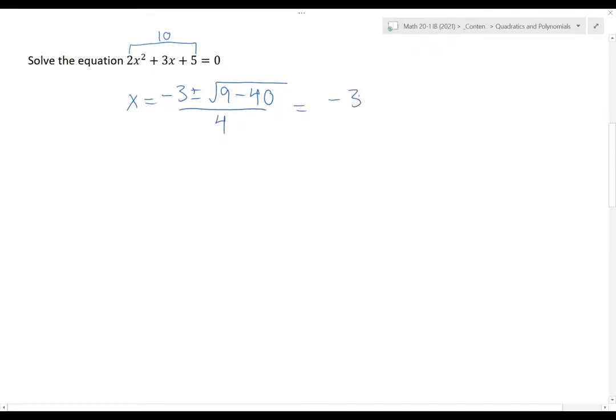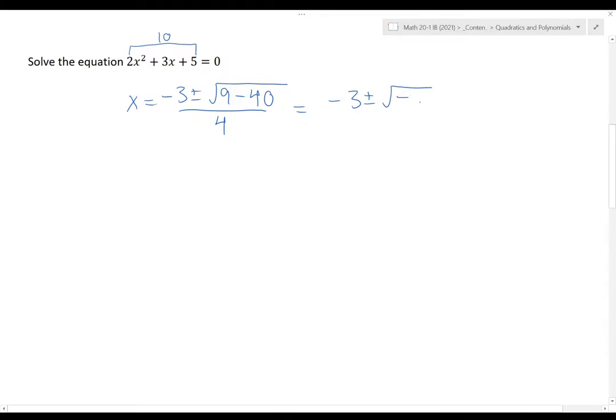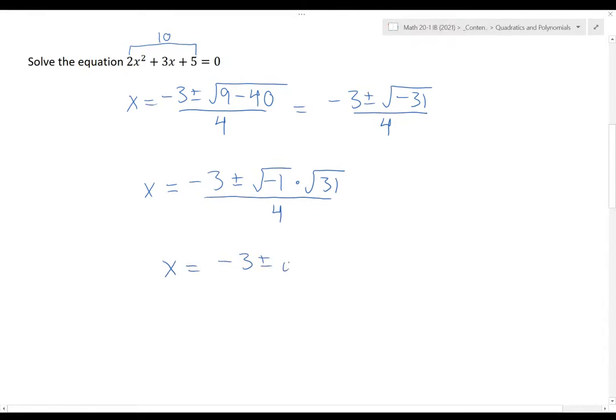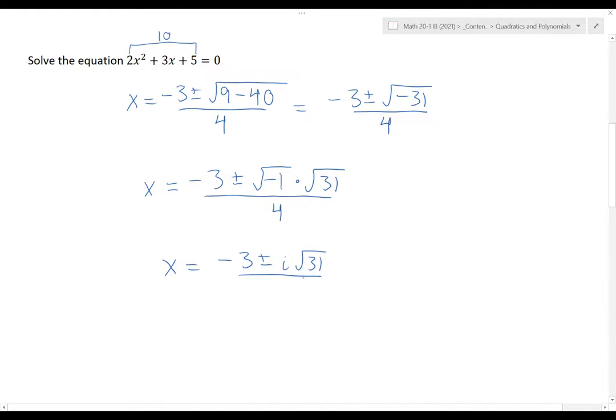So this is negative 3 plus or minus the square root of negative 31 over 4. So I have two complex roots again. I can't simplify it quite as nicely as the previous one did, but I still do want to simplify a little. I don't want to leave that negative inside the square root. I want to use i. So I have x equals negative 3 plus or minus, so what I'm going to consider is that this is the square root of negative 1 times the square root of 31. The square root of 31 can't be simplified at all, but the square root of negative 1 I am going to express as i root 31 over 4.